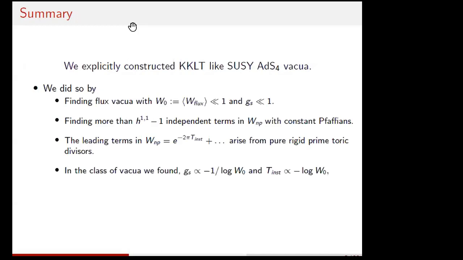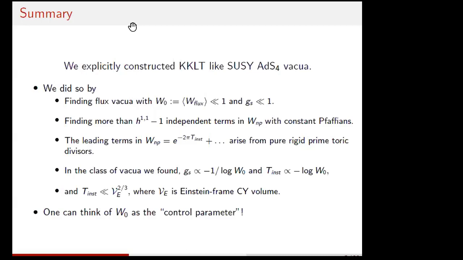And in this class of vacua, we have ensured that g_s is proportional to 1 over log of W0. And at the same time, the instanton-supporting divisors have volumes commensurate with log of W0. And due to the fact that we used the prime toric divisors in a significant way to stabilize Kähler moduli, we have ensured a hierarchy between the instanton-supporting divisor volume and the Calabi-Yau volume. And this will be very important later.